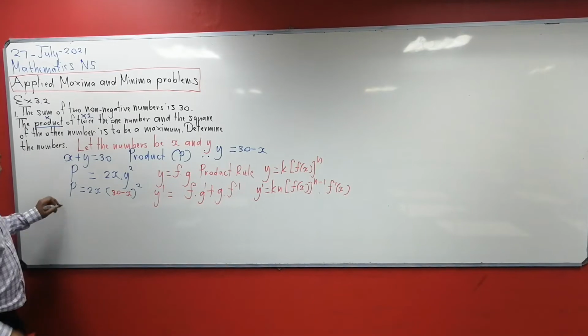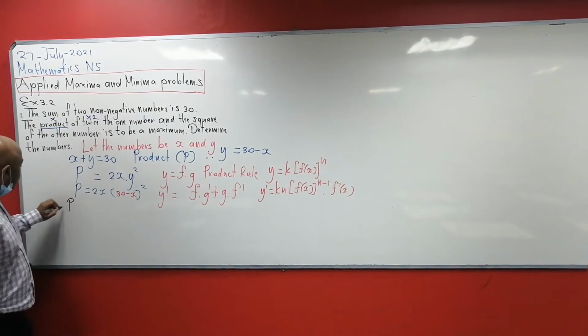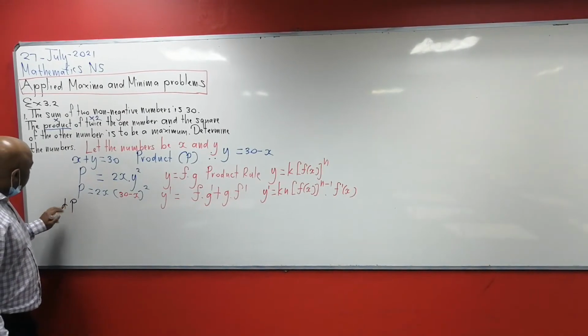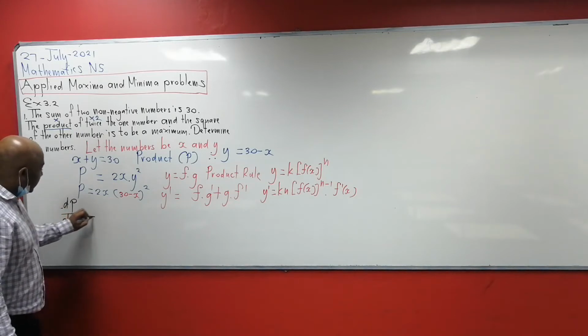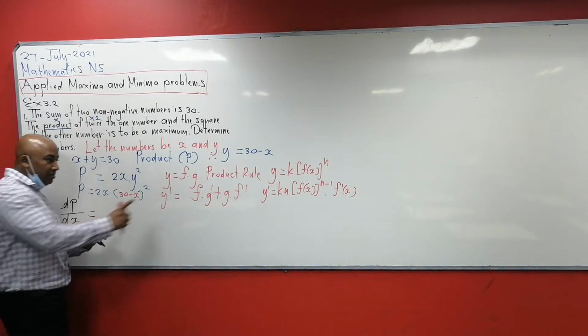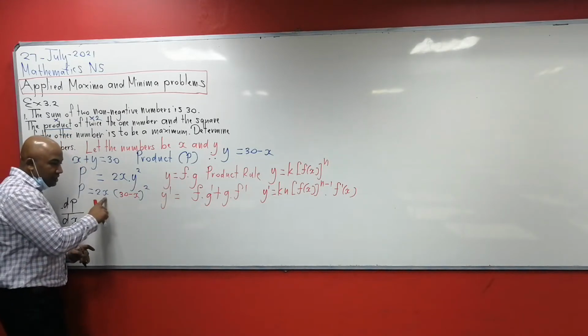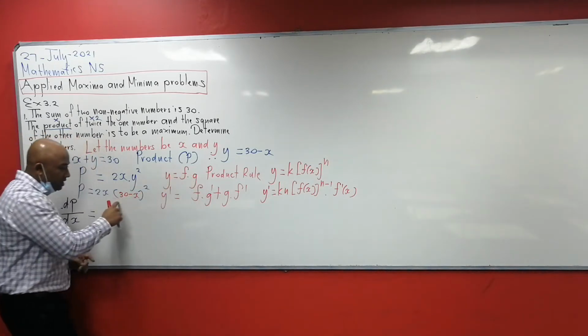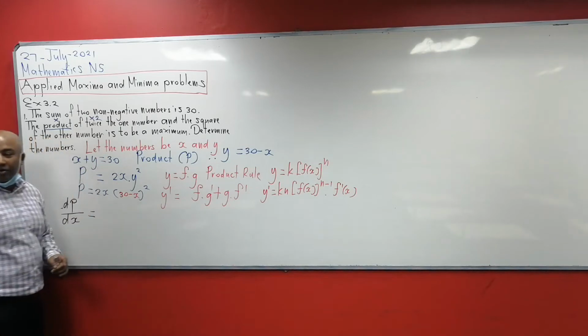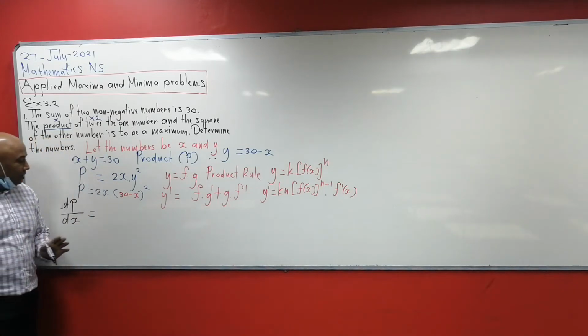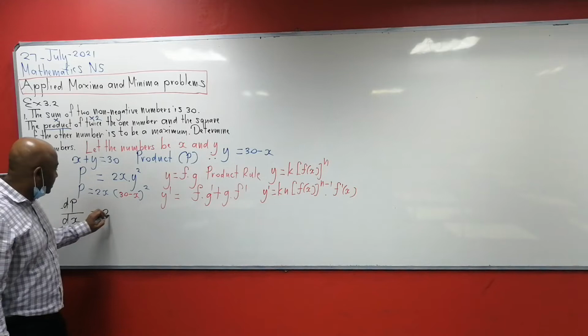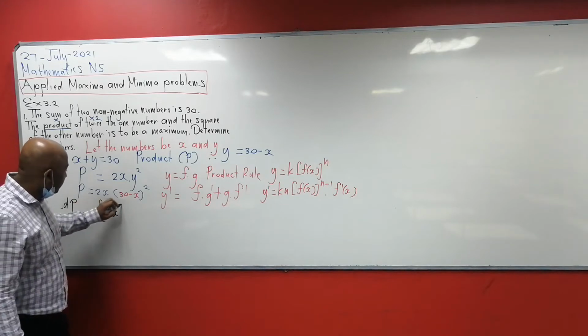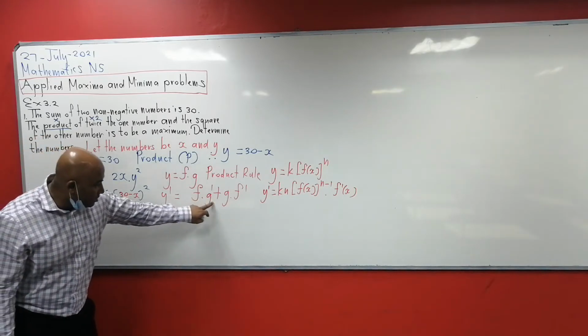Right, so what do I want? I want the first derivative, dp all over dx. So now what I'm doing is I'm treating f as 2x multiplied by g. G is 30 minus x all squared. Right, so the product rule is copy down the first, which is 2x, which is f, times g prime.